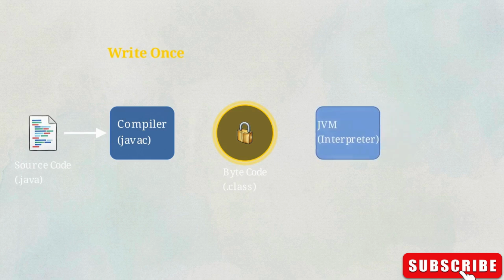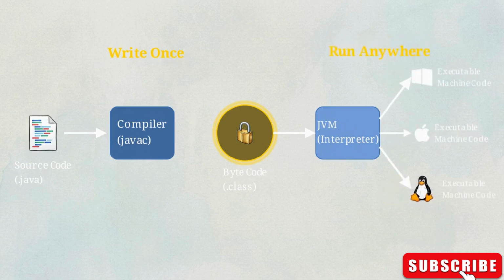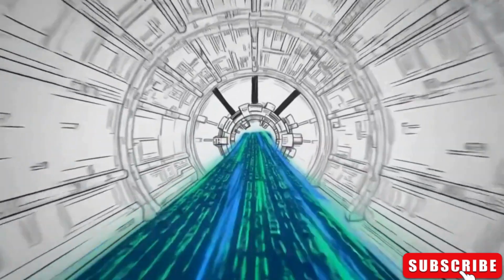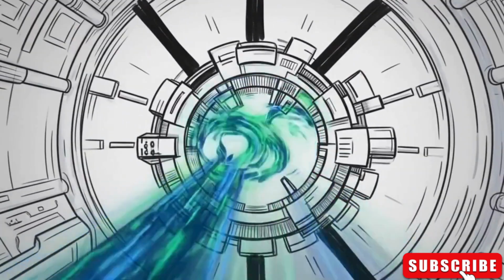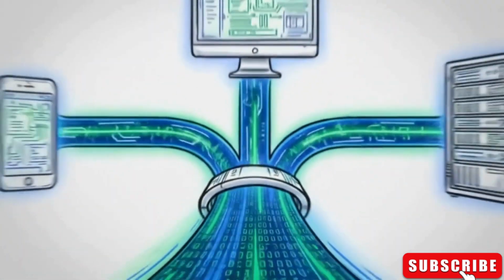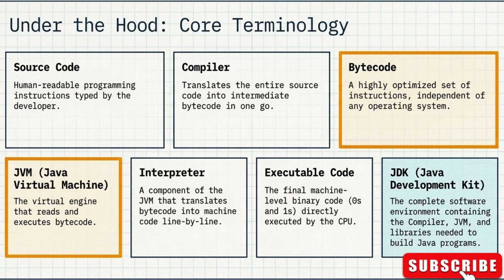To run the program, a Java virtual machine, or JVM, reads the bytecode line by line and translates it into the final machine-specific executable code for that particular computer. This two-step process completely ensures that the object-oriented logic developers write remains securely and universally deployable on any given hardware. Let's break down these foundational terms for your notes. Source code is simply the original code written by you, the programmer, and the compiler? That's a translator program that takes your entire source code and converts it into bytecode in one single go, getting it ready for the machine's next step.